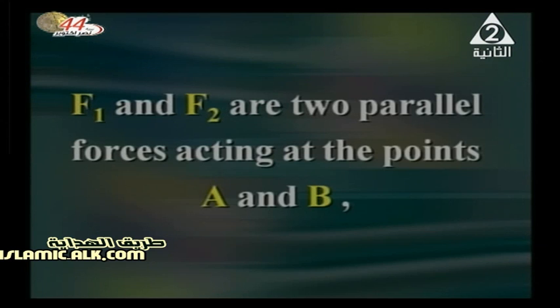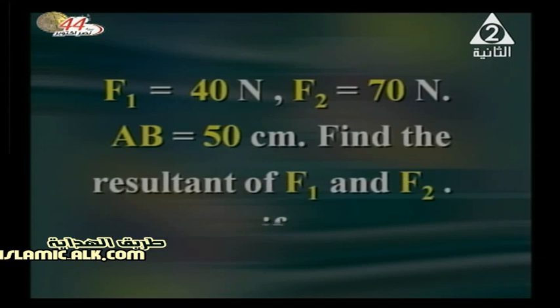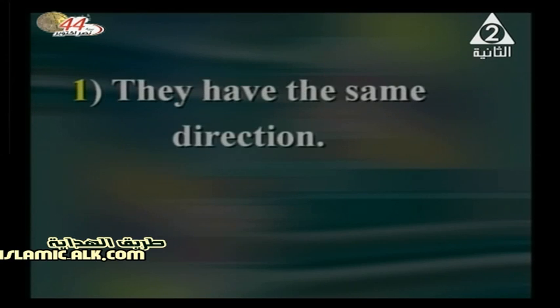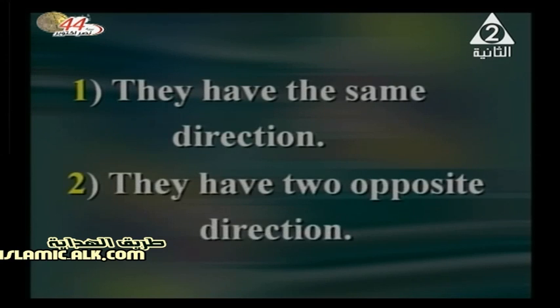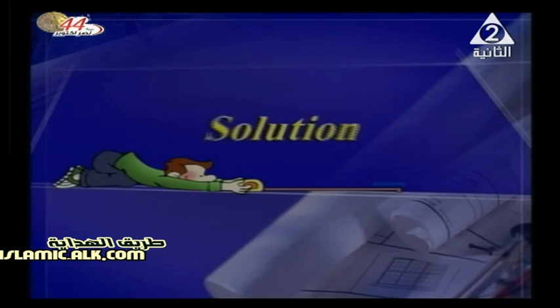F1 and F2 are two parallel forces acting at the points A and B. F1 has magnitude 40 Newton, F2 is 70 Newton, distance AB equals 50 centimeter. Find the resultant of F1 and F2 in two cases. The first, they have the same direction. Second, they have opposite directions. Solution.